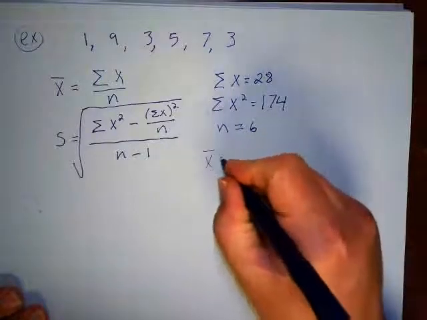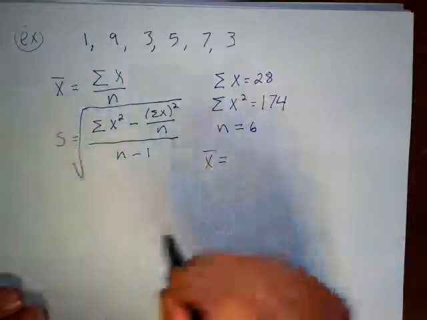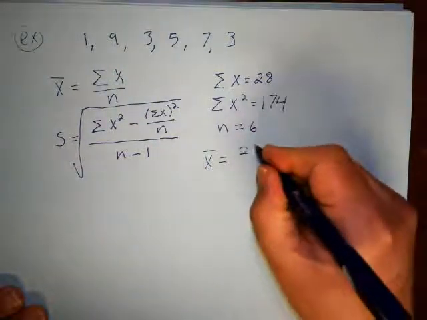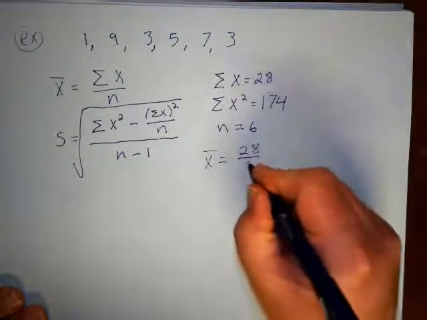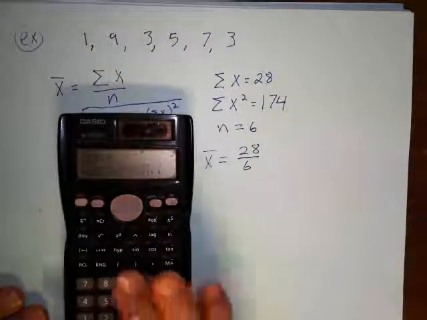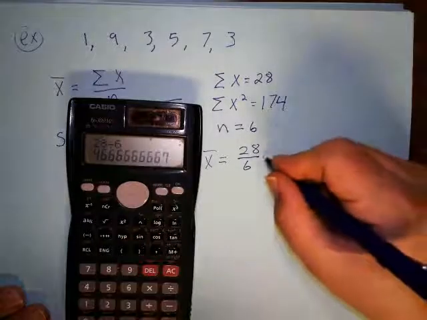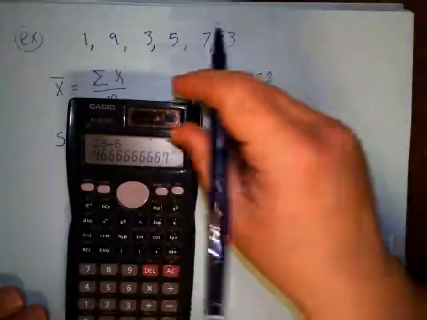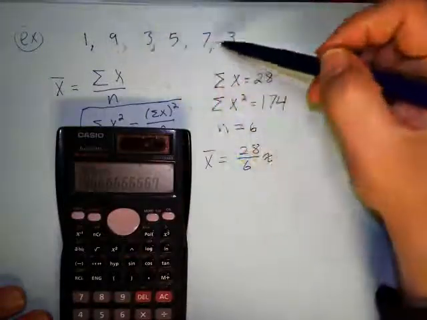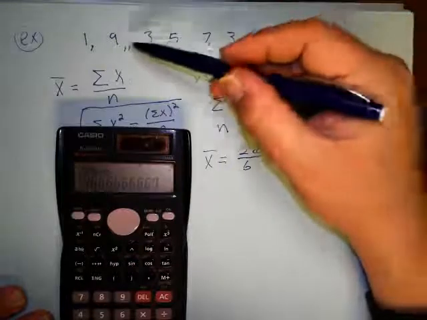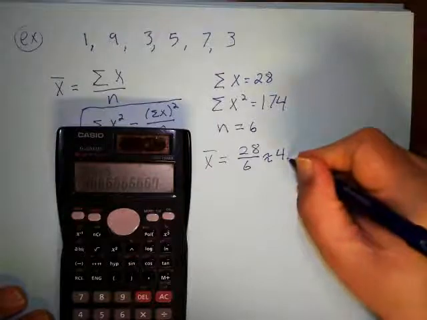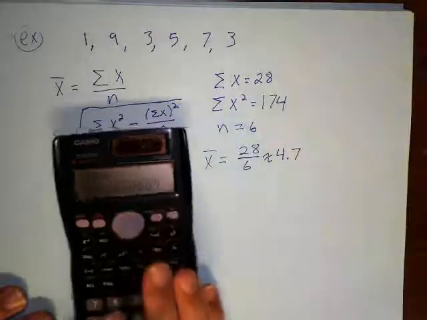The mean is the sum of x over n. So the sum of x is 28, 28 over 6, so 28 divided by 6. It doesn't come out evenly, so I'm going to round this to 1 decimal place. If you remember the rounding rule, you go to 1 more decimal place than the data in the data set. These are all to the ones place, so I'm going to go to the tenths place, and that would be 4.7. So that's my mean.